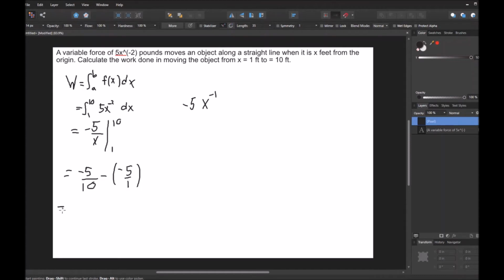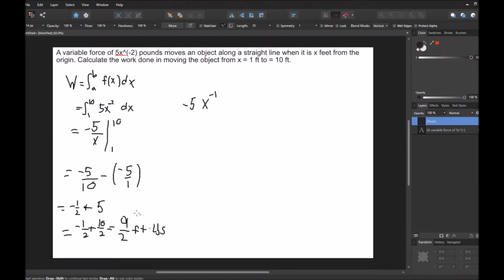Negative 5 over 10 is the same thing as negative 1/2, and negative 5 over 1 is the same thing as negative 5, but because of this minus sign here, they become an addition, so it's plus 5. Now if I want to get this into like denominators, I can write this as negative 1/2 plus 10/2. And then when I solve that, I will get 9/2. And this is going to be foot-pounds again.